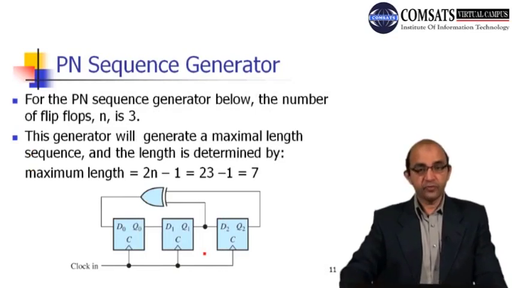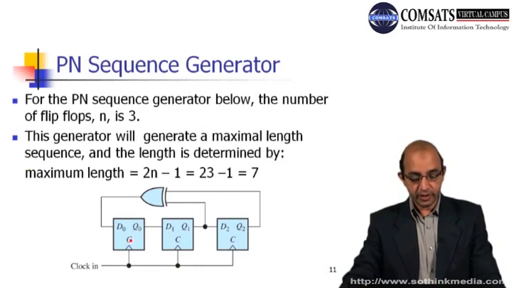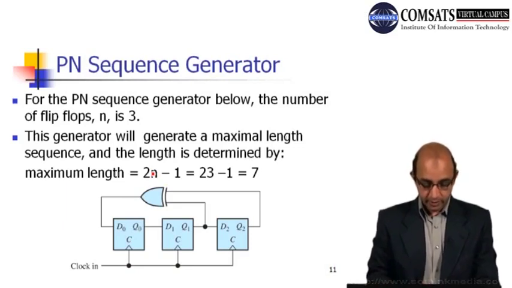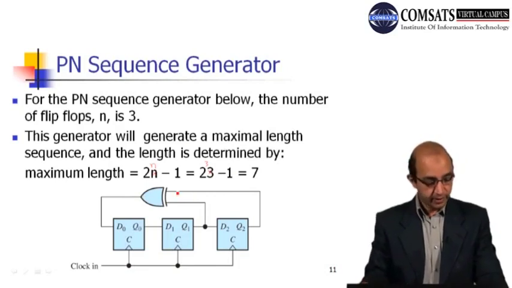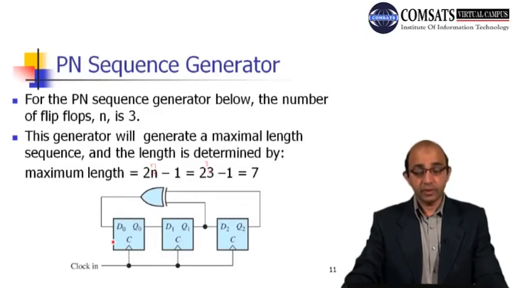So here we have a PN sequence generator, right? You can see the number of flip-flops is 3. So 2 raised to power n minus 1, where the n should be in the power, not here. So again, 2 raised to power 3 minus 1, so 8 minus 1 is equal to 7, right? You can see 3 flip-flops are here, two of them are being XORed, and here we have the feedback. This is the clock, right? And you can have the truth table for this circuitry.